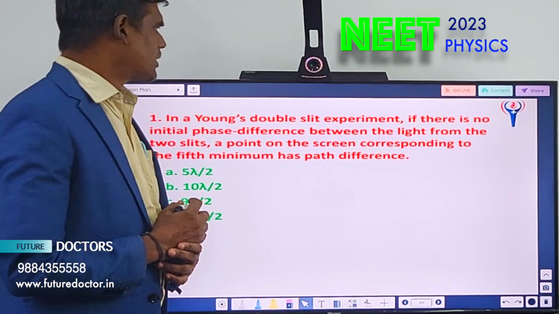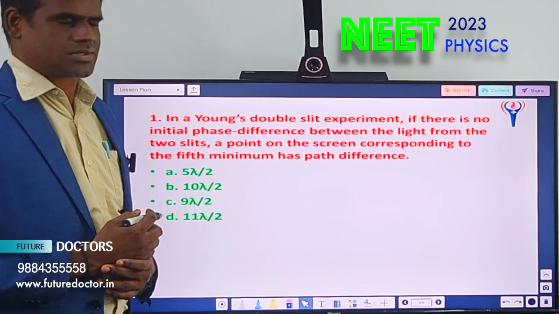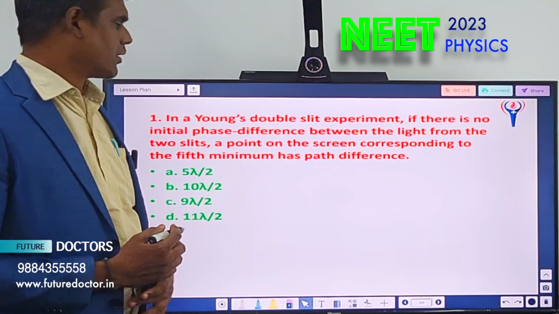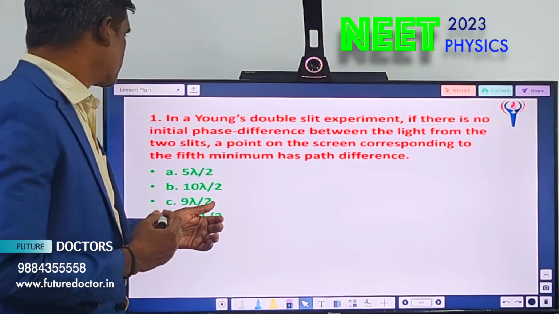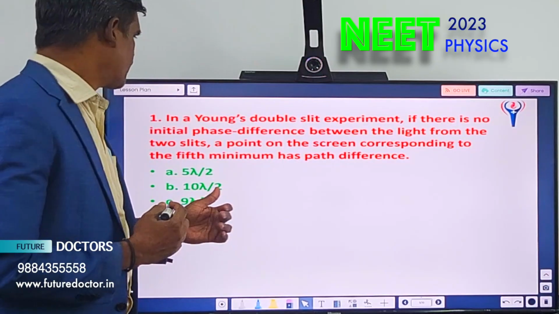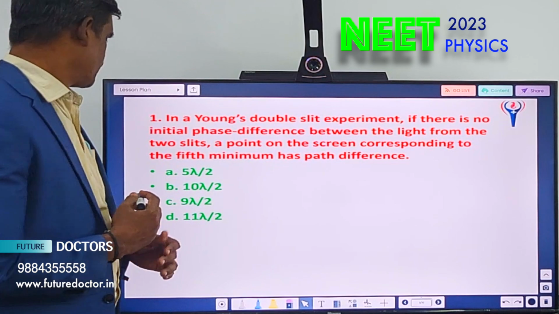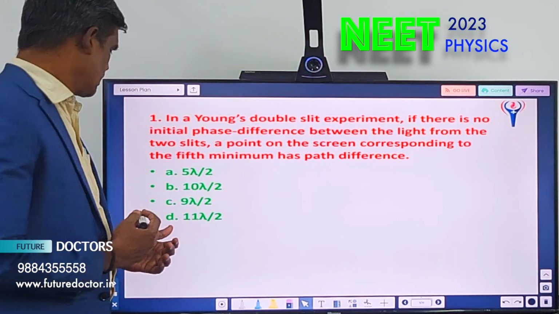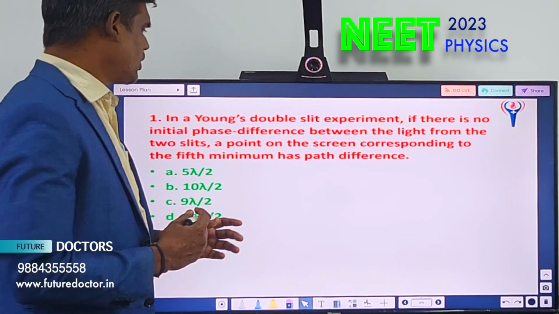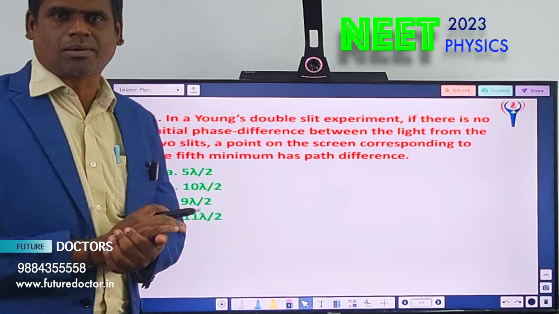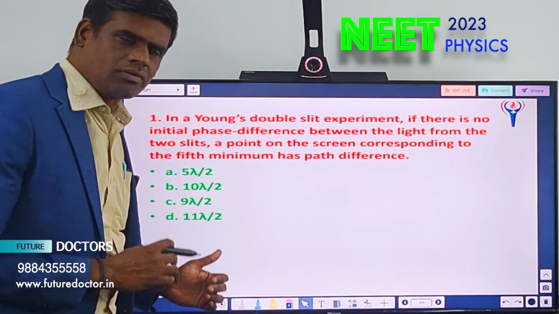In a Young's double slit experiment, if there is no initial phase difference between the light from the two slits, then a point on the screen corresponding to the fifth minimum has path difference dash. Option A, 5 lambda by 2. B option, 10 lambda by 2. C option, 9 lambda by 2. D option, 11 lambda by 2. By knowing the formula for path difference in Young's double slit experiment, you can find the answer for this question.